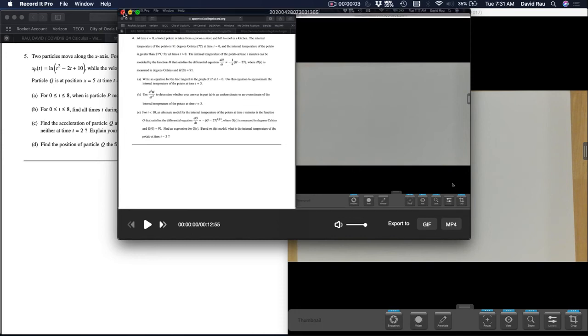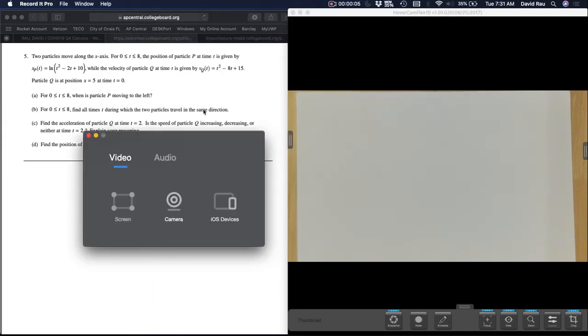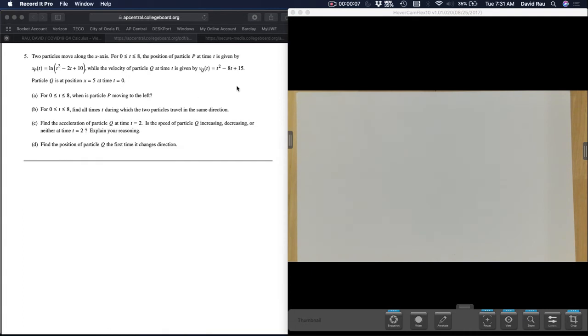All right, so now we've got question 5. What's going on here? Okay, so we have question 5, and we have essentially two particles. Now, one of our particles, P, is telling us the position function from 0 to 8, and the other particle, Q, they're telling us our velocity. And they also tell us particle Q's particular position at a certain point.